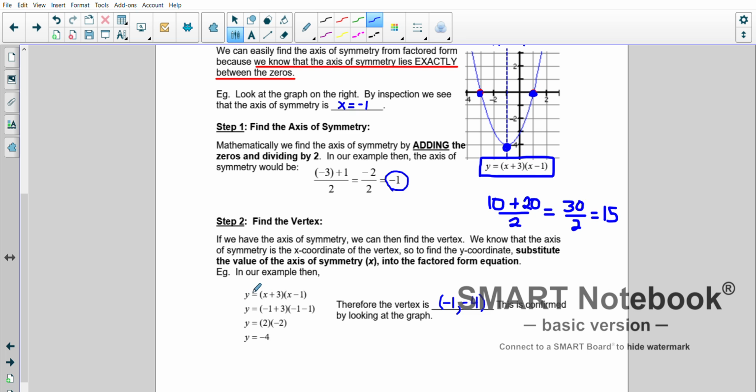So this equation is telling me all the y values for any x value that I'm interested in. Well, I'm really interested to know what y equals when x equals negative 1. So I've gone ahead and subbed in negative 1, and then I solved. So I get negative 1 plus 3 is 2, negative 1 minus 1 is negative 2, 2 times negative 2 is negative 4, and this is the y-coordinate of the vertex. So what this is telling me is that when x equals negative 1, y equals negative 4. So that's why the vertex is the point negative 1, negative 4.